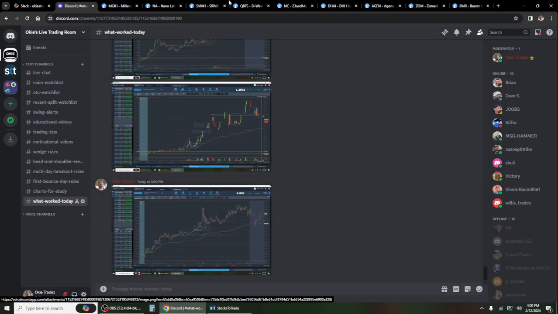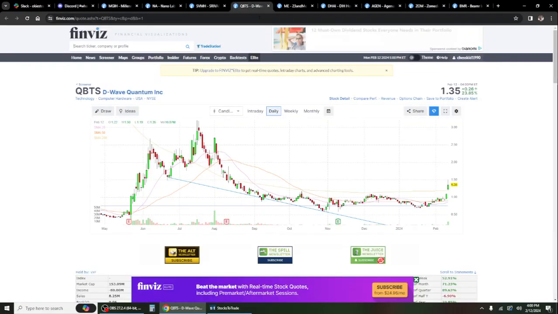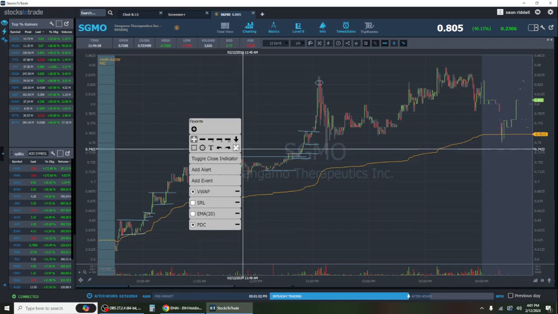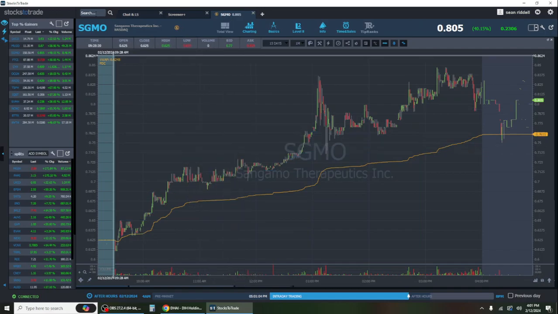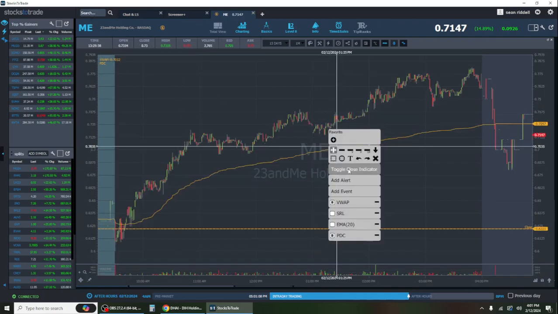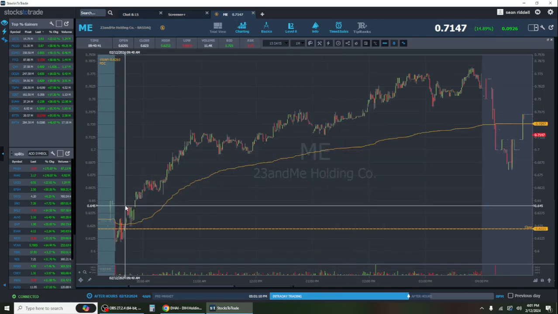Alright, see if we can't find any more. QBTS opened at $1, so I don't want to look at that. I'm more looking for 80 cent, 70 cent stocks to go break over $1. Let's look at ME, because I did trade this kind of a teaser stock. Had good volume though. So, worked too.